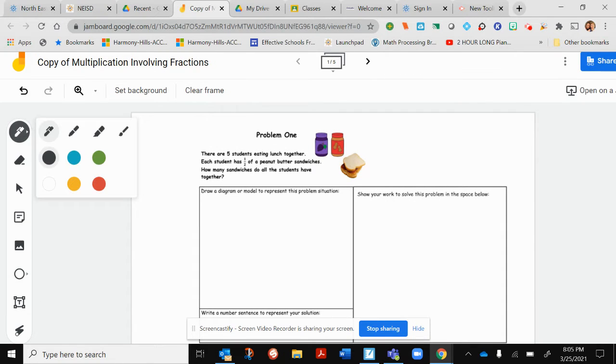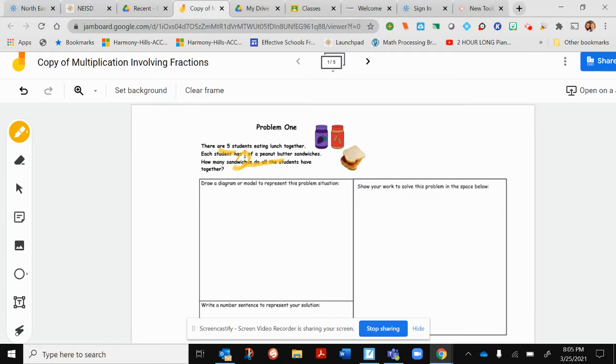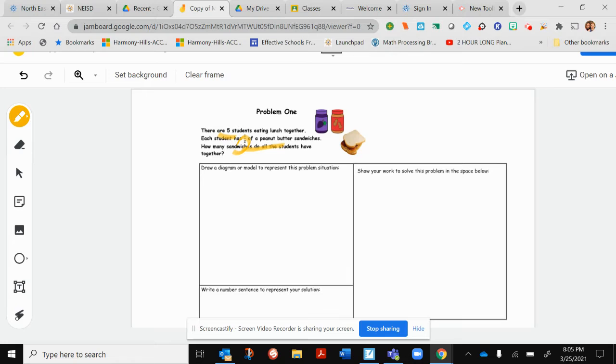Here's what I do know. I know that there are 5 students, and I know that they each have one half of a peanut butter sandwich. So I'm going to write a number sentence. I know it's going to be 5 times 1/2, and I'm going to go ahead and draw that out.